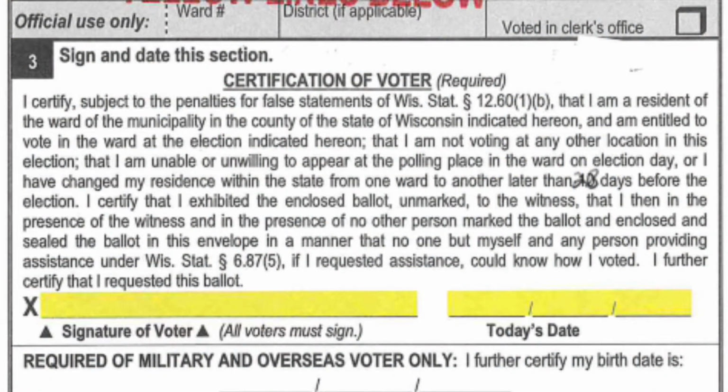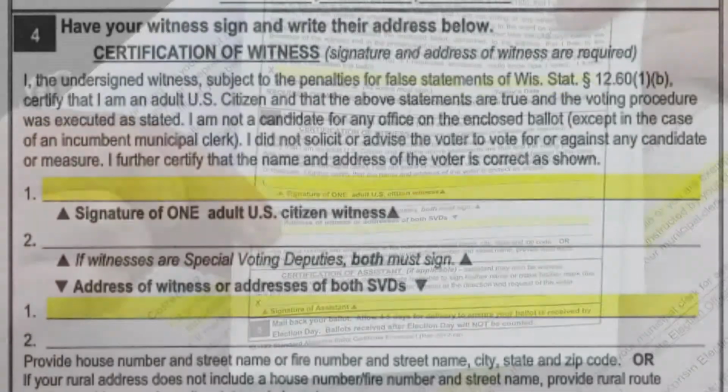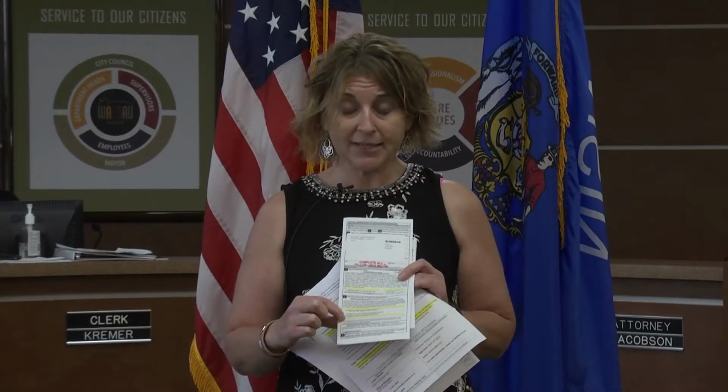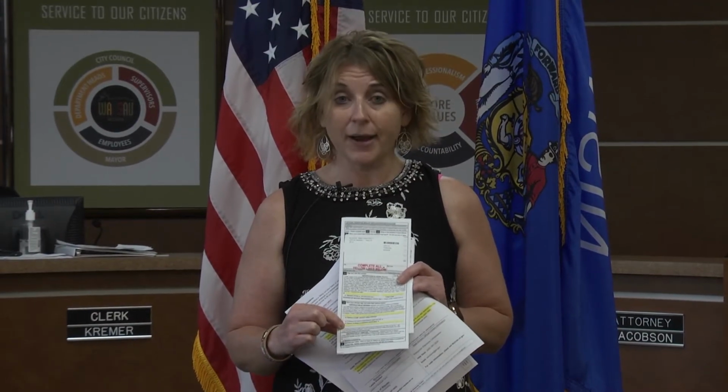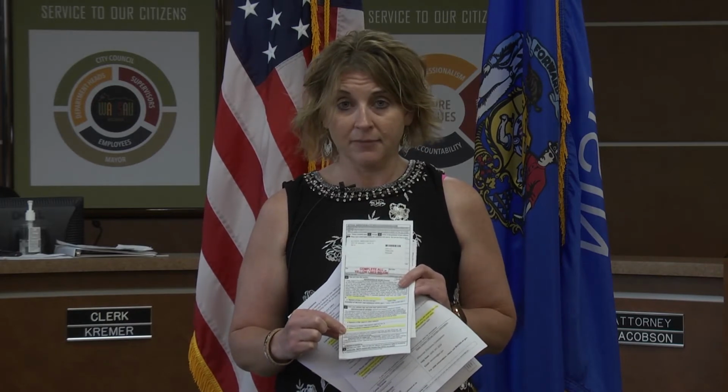Now on the certification envelope where I showed you before, with your witness there, you're going to sign on the voter line. Again, the step-by-step instructions are going to be on this instruction sheet, so you can follow them exactly. The voter will sign here where it says voter signature, and then the witness must sign and provide the witness address. It's very important that these yellow places are completely filled out and are correctly filled out. Otherwise, we cannot accept your ballot to be counted on election day.